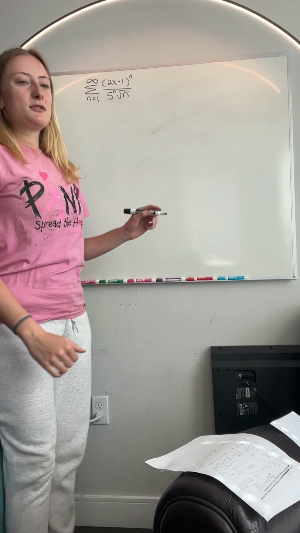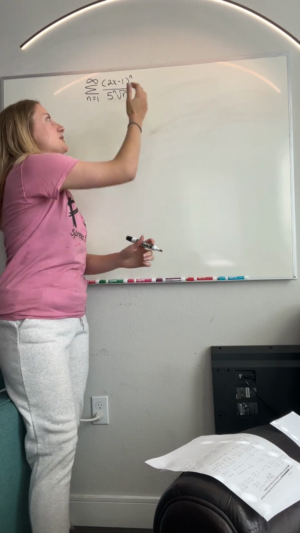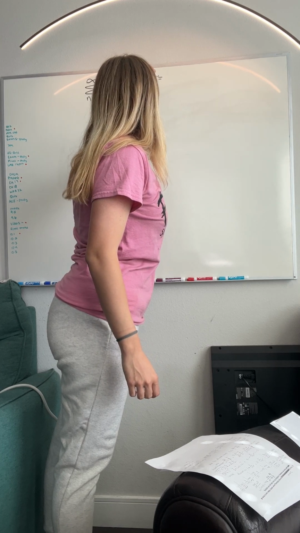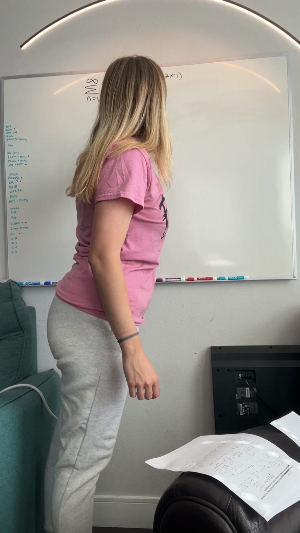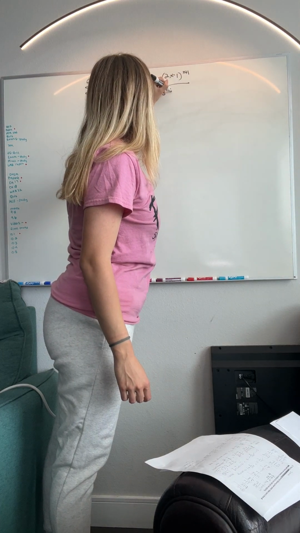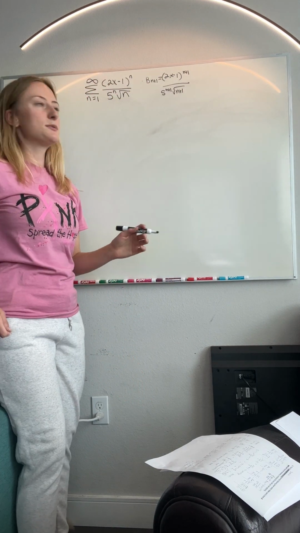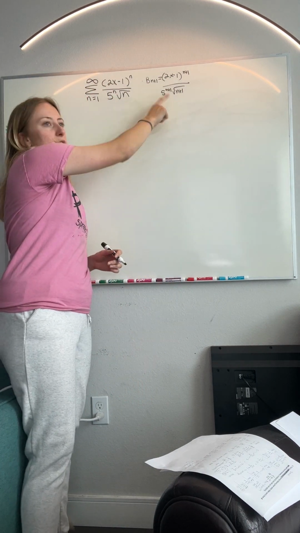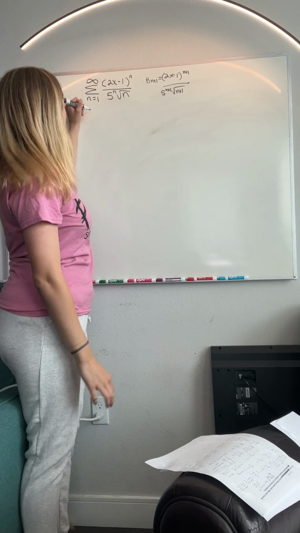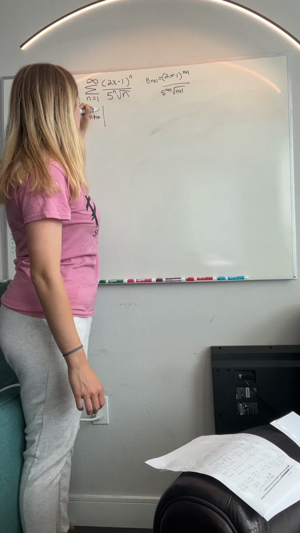Okay, so for the ratio test, we're going to determine this is b_n, and then what is b_{n+1}. So b_{n+1} equals (2x - 1)^(n+1) over 5^(n+1) root n+1. And so for the ratio test, we're going to take b_{n+1} over b_n, absolute value, and take the limit to infinity. So limit as n approaches infinity, absolute value.